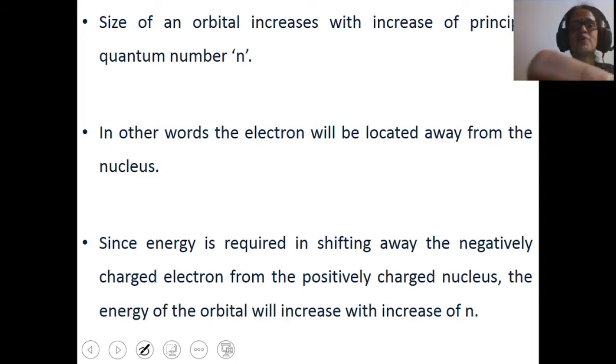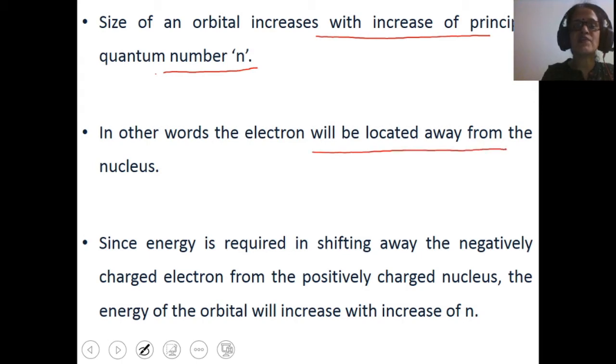Then another important point: the size of an orbital increases with the increase of the principal quantum number. So if n is equal to 1 and n is equal to 5, the orbitals present in the fifth shell will be of larger size than the orbitals present in the first shell. In other words, the electrons will be located away from the nucleus. It's quite obvious that if the value of n increases, the electrons will be located away from the nucleus.